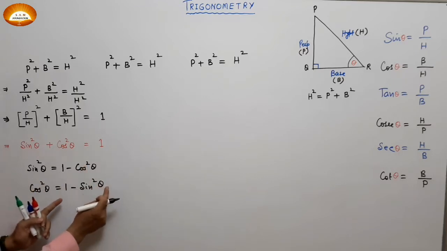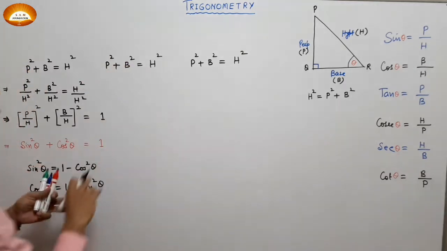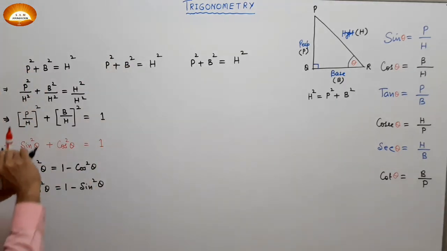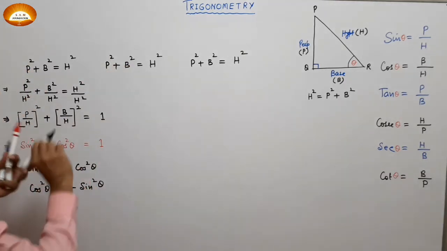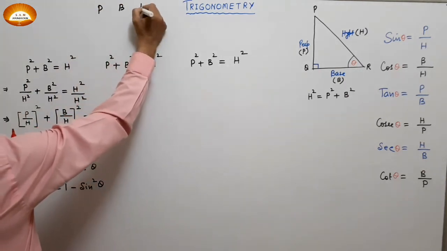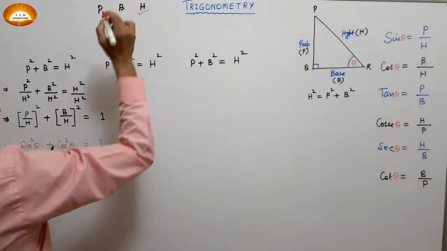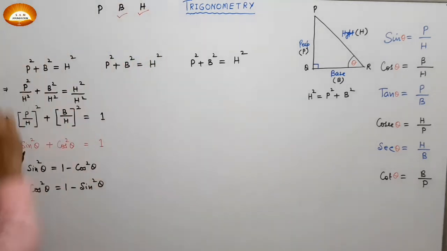And in place of 1 minus sin square theta, I can write cos square theta. So this is the first identity we have proved. Now, right to left we are moving. We have already divided, see the order we have written: perpendicular, base and hypotenuse. So we have already divided by hypotenuse square. Now we are going to divide by base square.